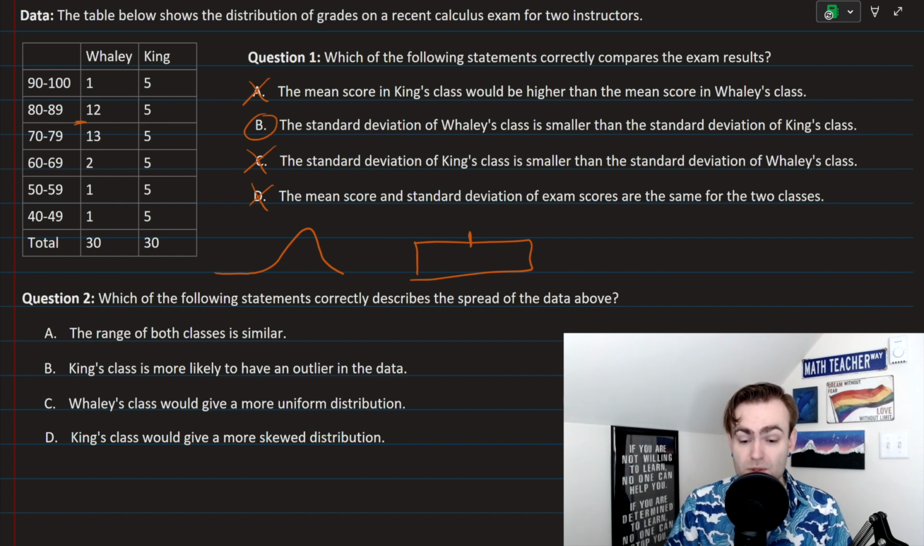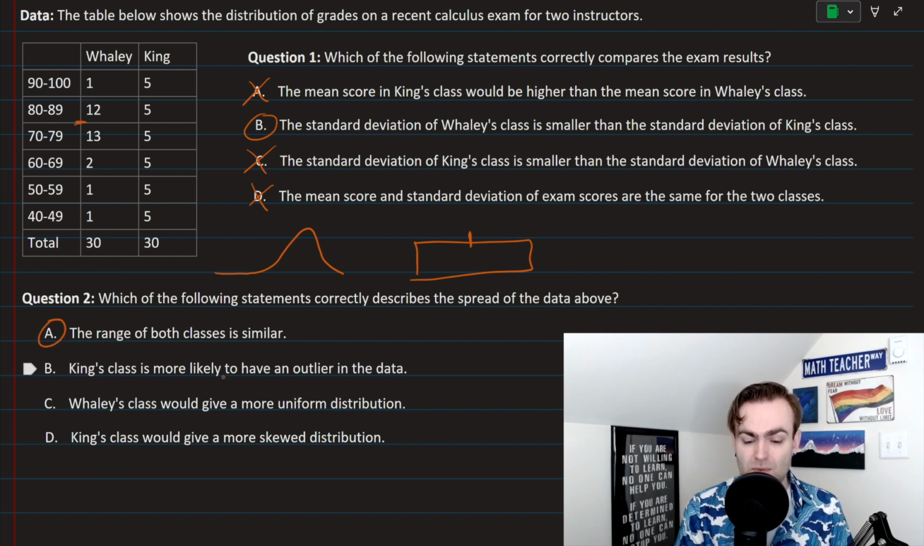And then question 2 is, which of the following statements correctly describes the spread of the data above? The first one is the range of both classes is similar. Well, that's actually true. The data set goes from 40 to 100 for both. There's data for both in each of them. So they both have a range of about 60. We don't know specifically because even these have ranges themselves. There's variance in that. But that looks like a pretty good contender to me.